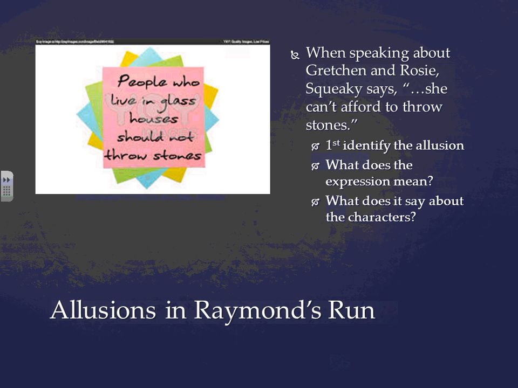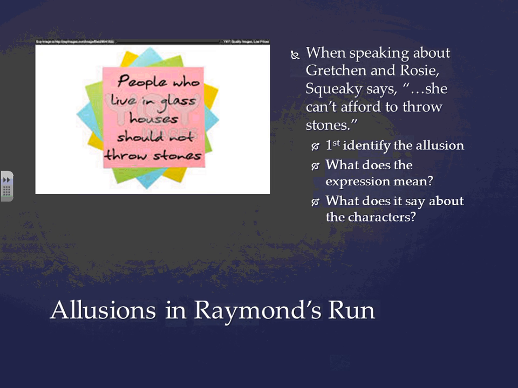All right, another illusion. When speaking about Gretchen and Rosie, Squeaky says, "She can't afford to throw stones." Well, that's referencing a proverb that says, people who live in glass houses should not throw stones. So maybe you've heard this reference. Maybe someone in your life, your mom, your dad, grandma, auntie, has said that before when you were being judgmental, or you heard someone else making a judgment against you.